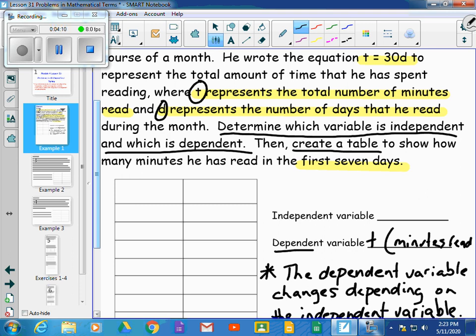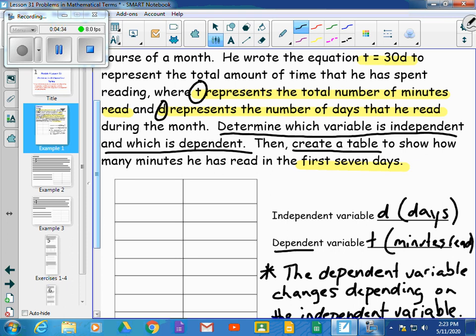Minutes read. The number of minutes he reads depends on how many days that he reads. Notice the time changes because the days change. The days are not going to change because of time. That's sort of like thinking that because he doesn't read, the calendar isn't going to continue. Okay, that doesn't make sense.